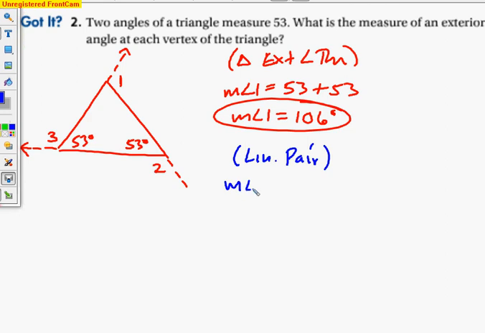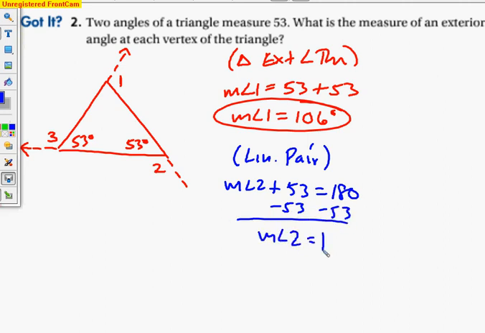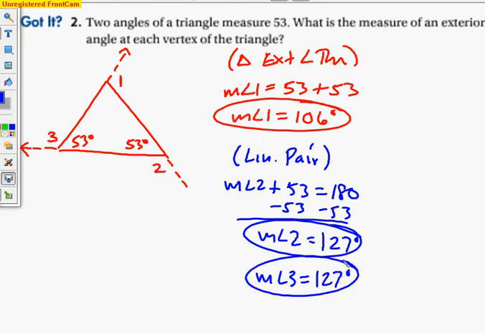The measure of angle 2 plus 53 is equal to 180. Subtract 53. The measure of angle 2 is 127 degrees. And that is also going to be the measure of angle 3 because they have the same interior angle. So the measure of angle 3 is 127 degrees. And there you go. So again, make sure you try to use the triangle exterior angle theorem in your homework.